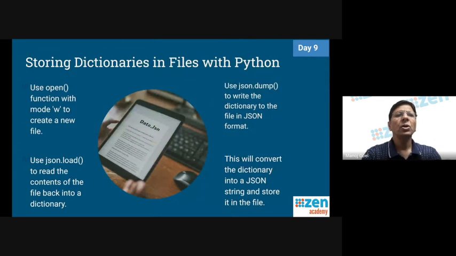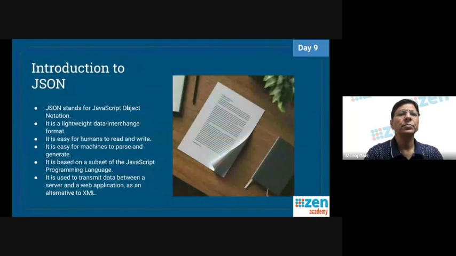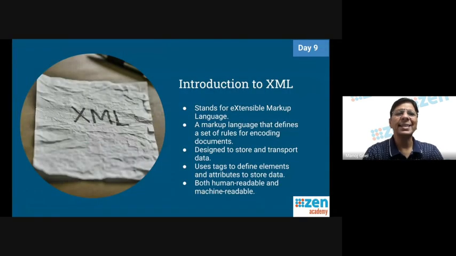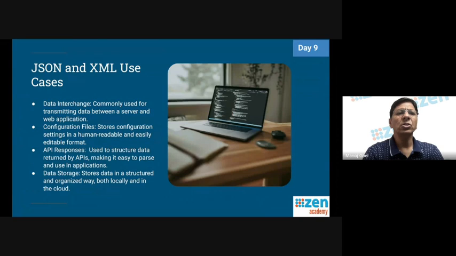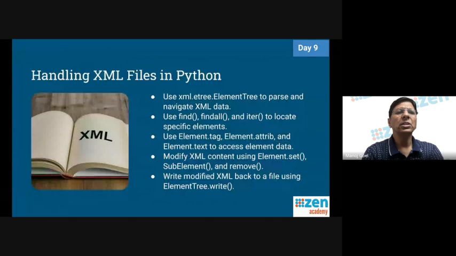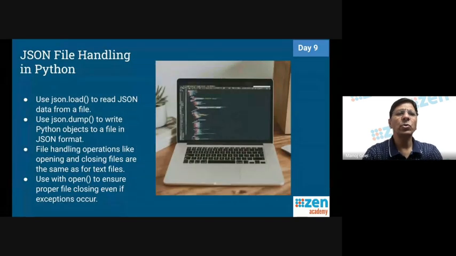Storing dictionaries in files with Python. As I told you, a dictionary is nothing but a JSON. So we use the json.dump method in order to write and load to read. We saw what the JSON format is. We saw what the XML format is. We saw JSON and XML use cases. JSON file handling: if you have to read the data from a JSON file, you can use the json.load method to read and json.dump to write to a file.